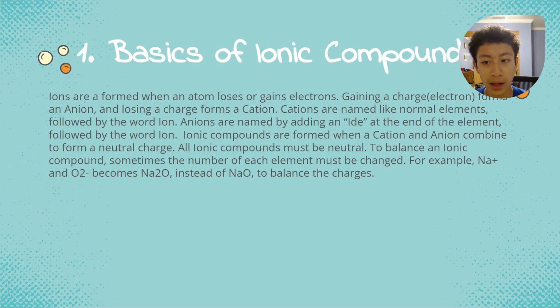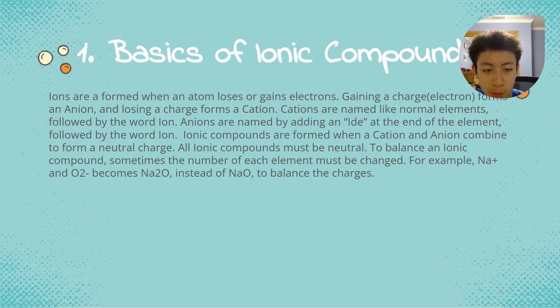Ionic compounds. Basics of ionic compounds. Ions are formed when an atom loses or gains electrons. Gaining an electron forms an anion, and losing one forms a cation. Cations are named like normal elements, followed by the word ion. Anions are named by adding an "ide" at the end of the element, followed by the word ion.